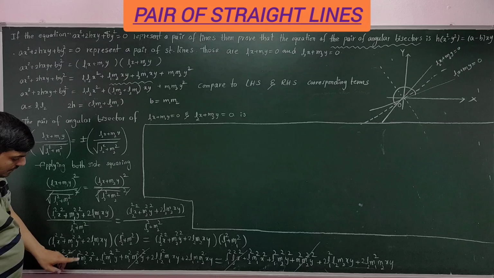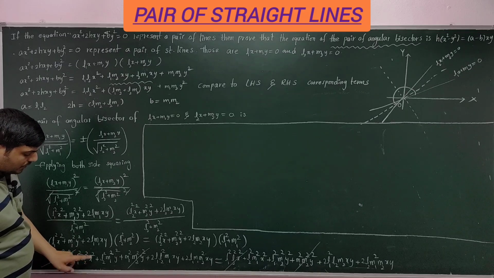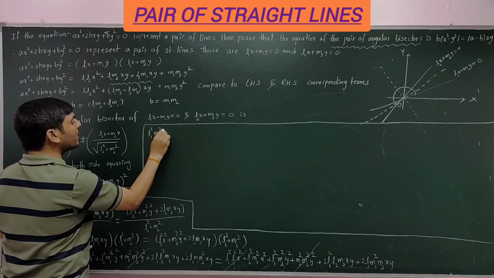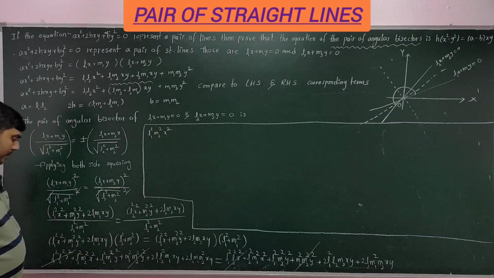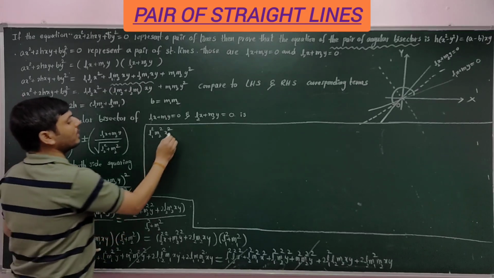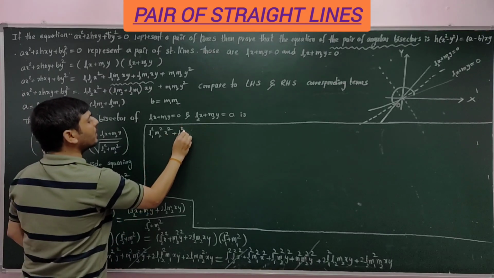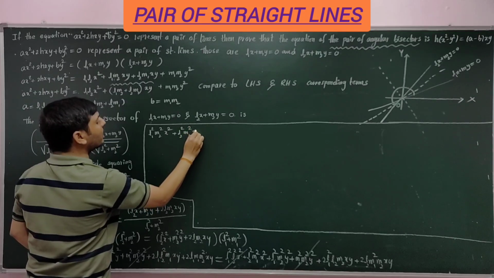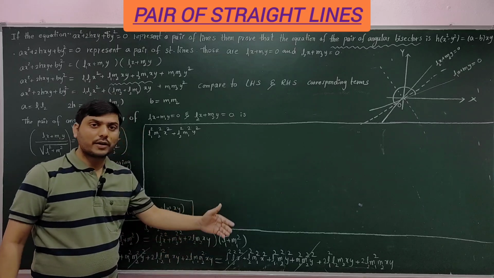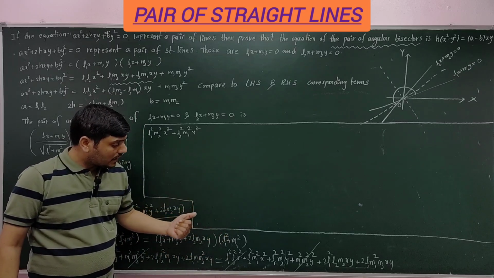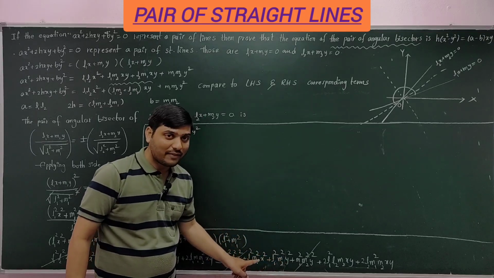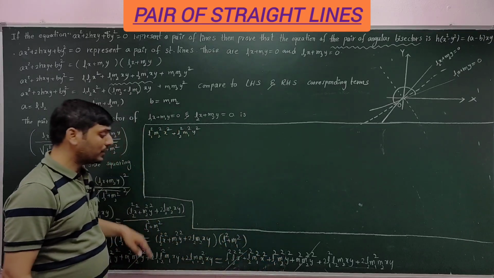Now tell me, here l1 square m2 square x square and l2 square m1 square y square. Now these two terms are coming from left to right. The terms that come from right to left are the x square and y square terms. These two terms are positive, so I write the negative terms.